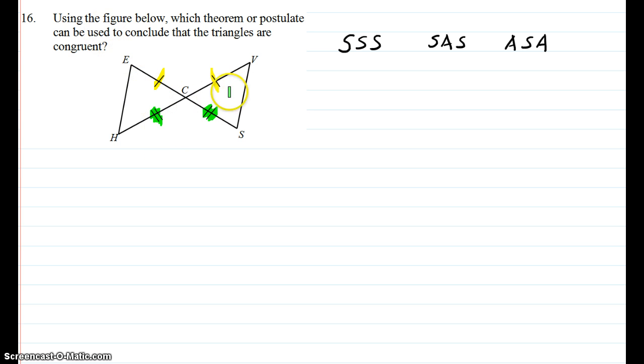And sometimes when they give you a diagram, there's other information that you can conclude from the given picture. And so when these two lines cross, they create a pair of vertical angles, and we know that vertical angles are congruent. So now I'm left with a side, an angle, a side. Side, angle, side. So the correct answer here is side, angle, side.